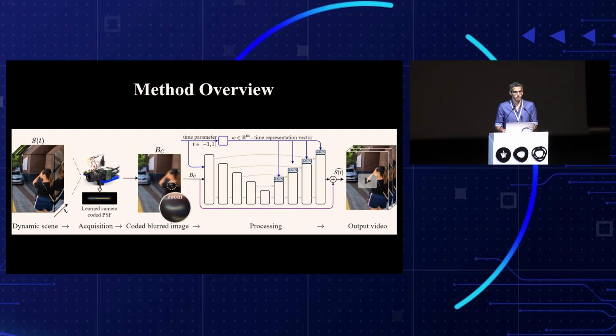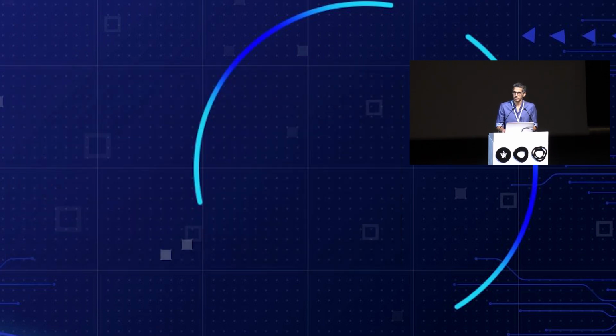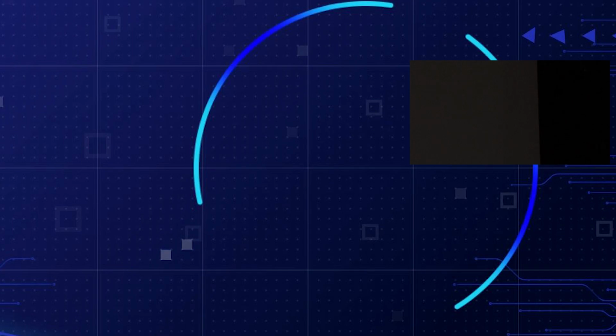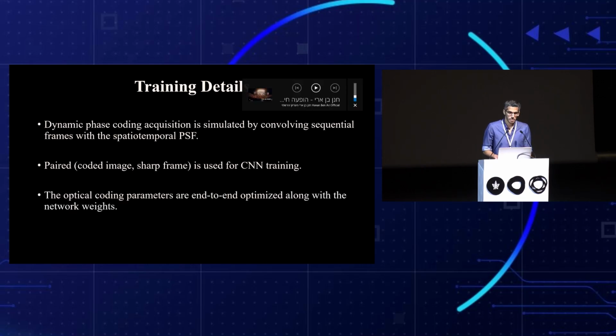In our method, we capture a dynamic scene using our dynamic phase coding camera, and we get a coded blurred image. Using a U-Net-shaped CNN, we reconstruct sharp frames of the video from this image. This network is conditioned by a time parameter that controls the reconstructed frame, such that we can reconstruct as many frames as we want, and we are not limited to a specific number of frames. And the optical coding parameters are end-to-end optimized along with the network weights, as I mentioned.